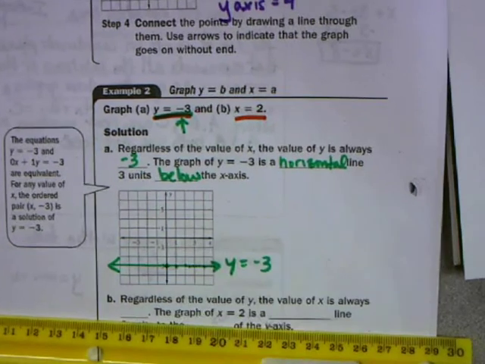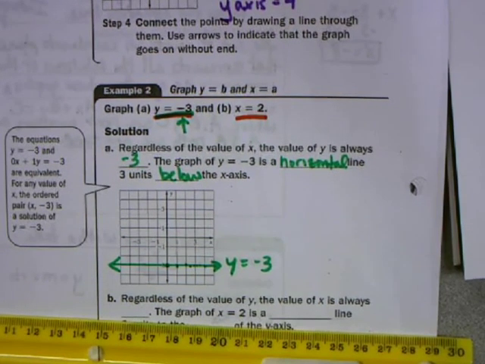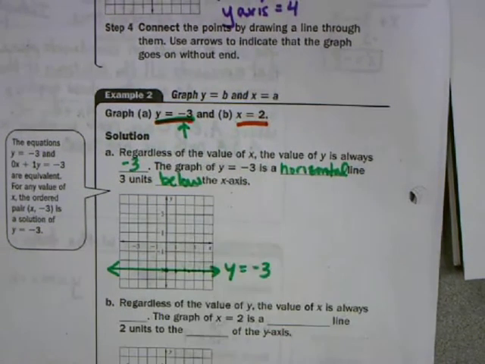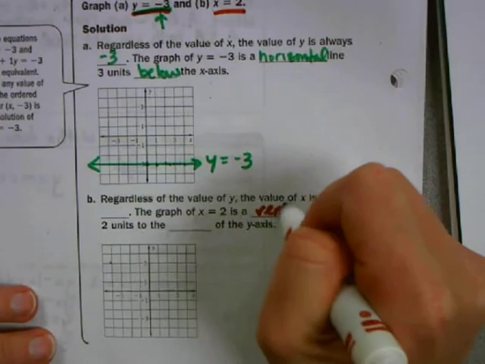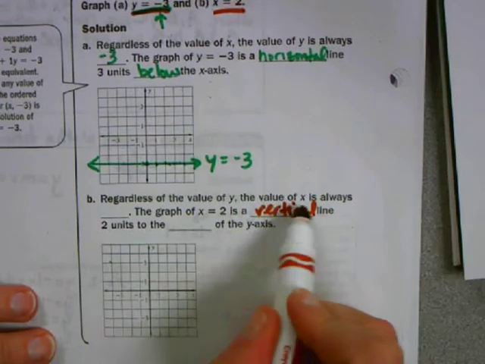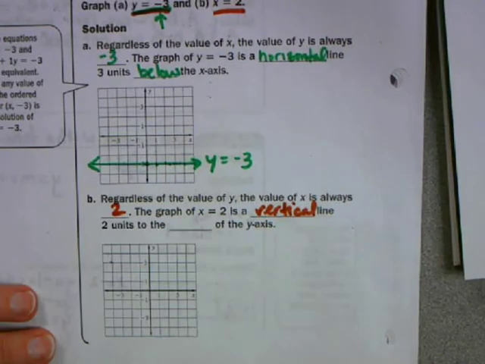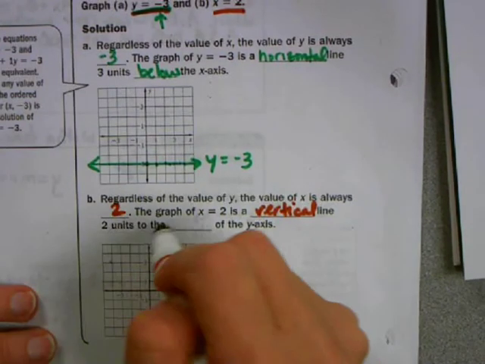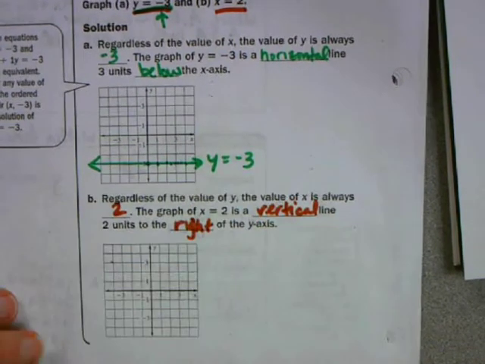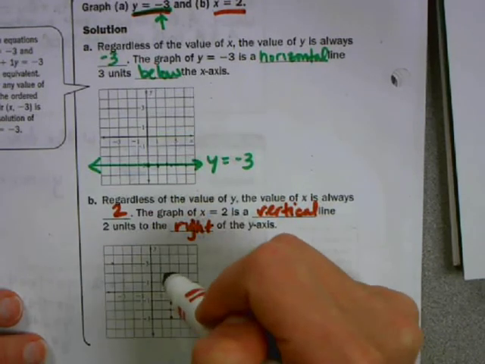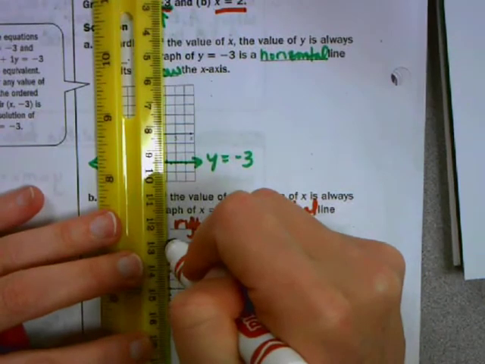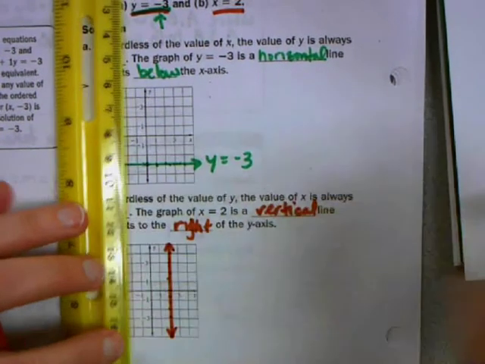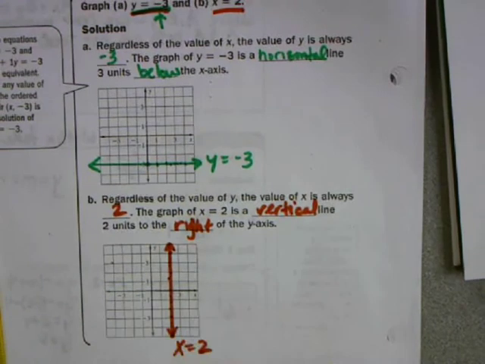Y equals -3. Okay, now if they give you one that says x equals a constant, like x equals 2, then it would be a vertical line. Okay, the value of x is always 2, regardless of whatever that is. The graph of x equals 2 is a vertical line, and it's 2 units right of the y-axis. So here's x equals 2, 2, 2, 2. See, x equals 2 in all those spots. So I can make a nice line through there with my arrows because it's going to go on forever. And that is x equals 2.